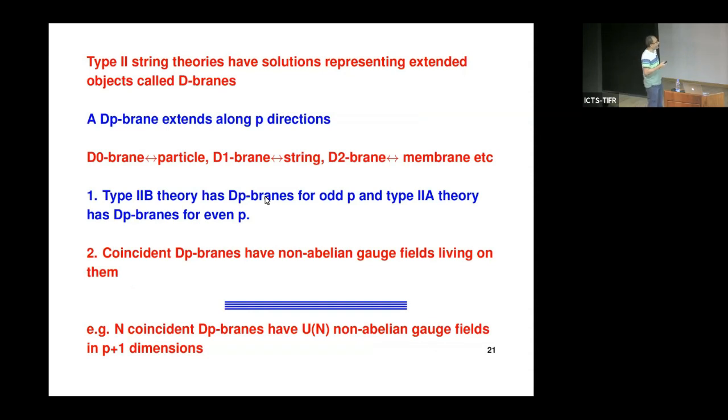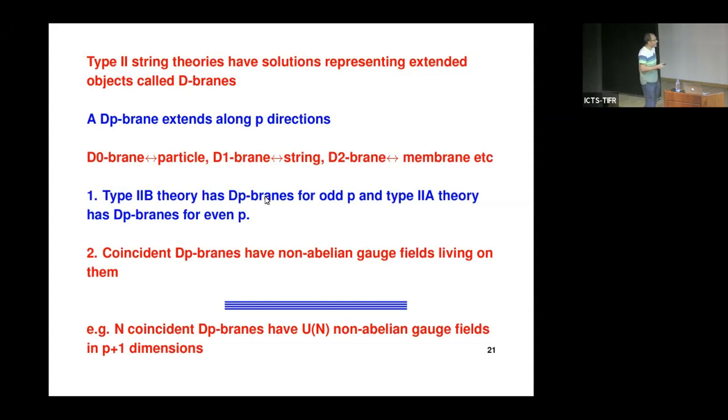So it turns out that type 2 string theories have solutions representing extended objects which are called D-branes. A Dp brane extends along p directions, and it's localized in the transverse directions. So in this notation, a D0 brane will be particle-like states. It extends only in 0 dimensions.